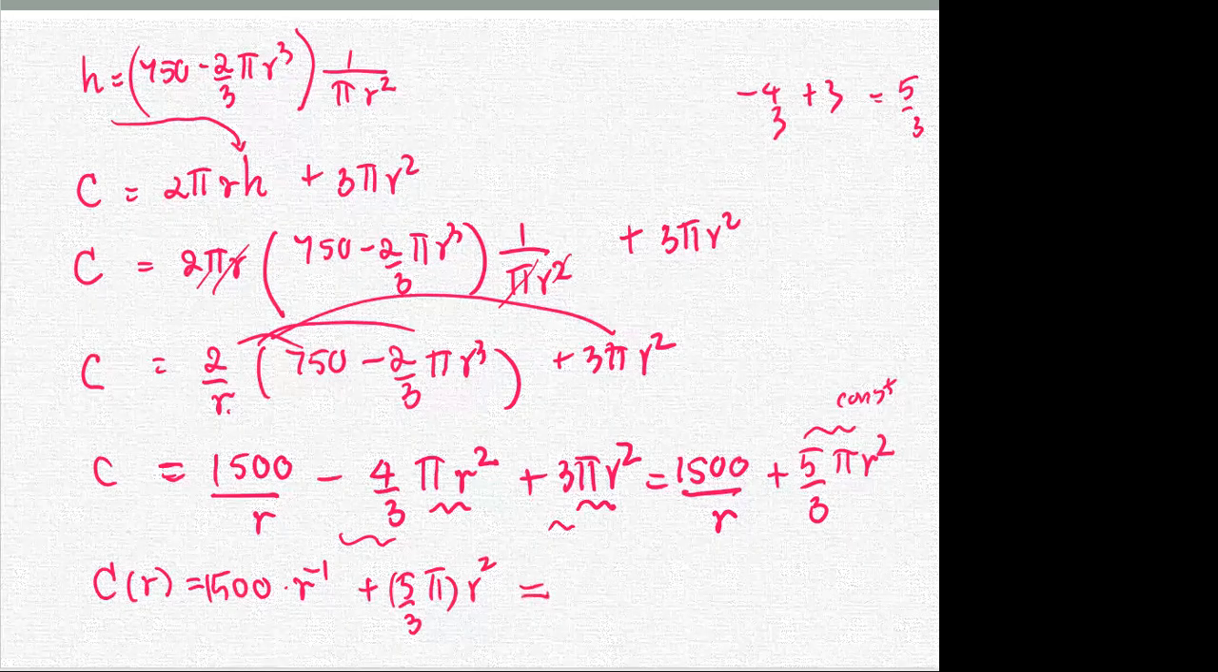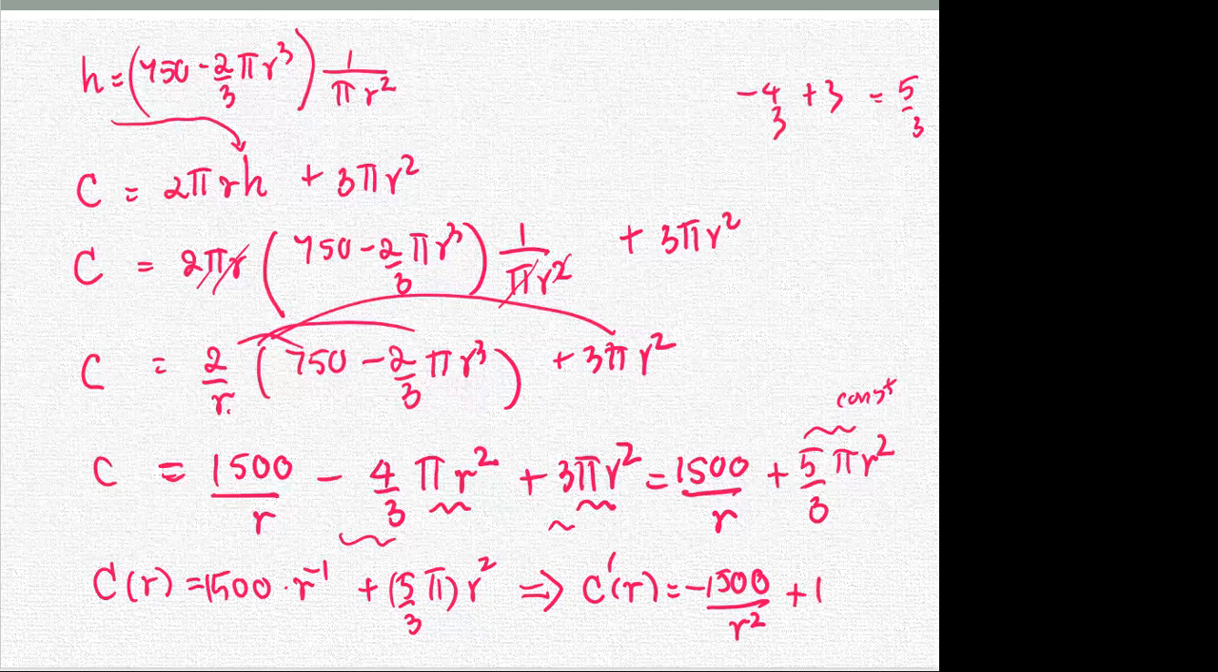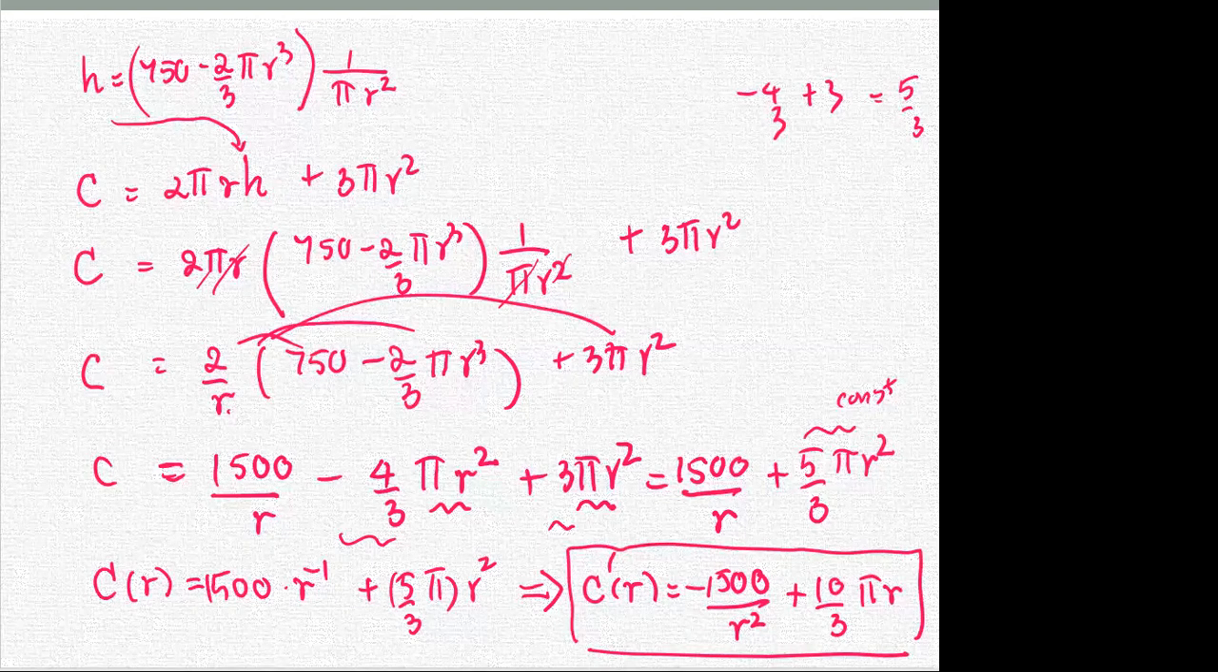So in this way we can see the power of the r individually and treat 1500 and 5 over 3 pi as coefficients. So C prime, or the derivative, C prime of r equals negative 1500 divided by r squared, similar to the pattern that we saw before, plus 5 times 2, that's 10, 10 over 3 pi r, as the derivative of the C.